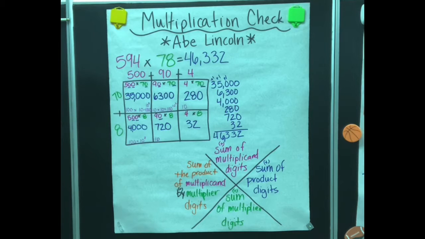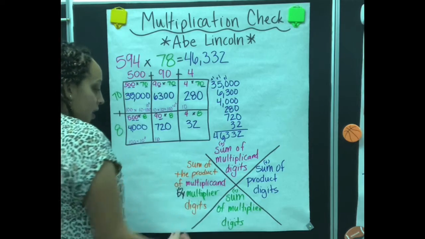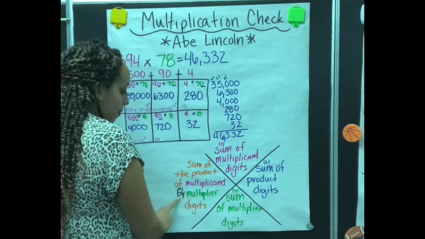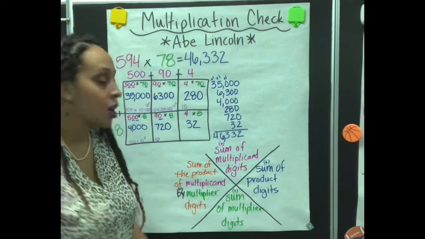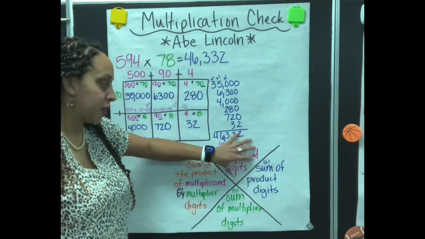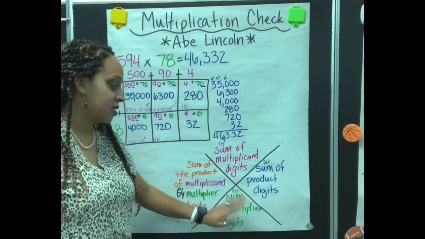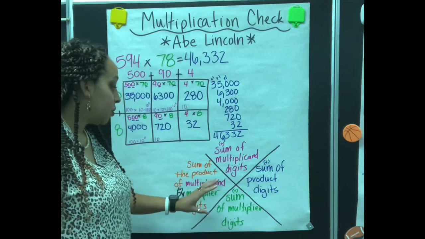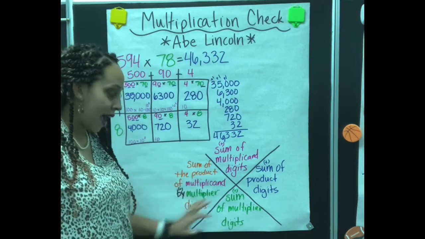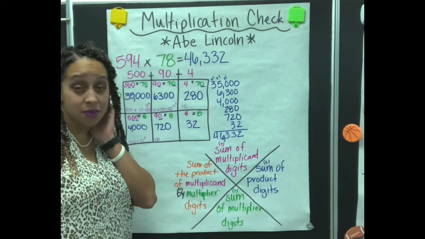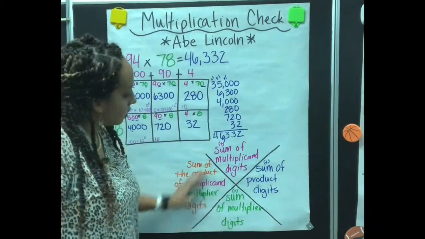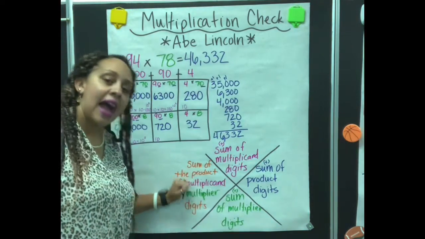This one is the product of, and product means multiply, the sum of the product of the multiplicand by the multiplier digits. And what that means is, whatever number we get here, the sum of the multiplicand digits, we're going to multiply it by the sum of the multiplier digits. And then we are going to multiply them and then add those digits up. Okay? So it seems like it's confusing right now, but it's not. You're going to take this answer, multiply them together. That's why they're in the bottom and top of the X. And then you're going to add those digits up.